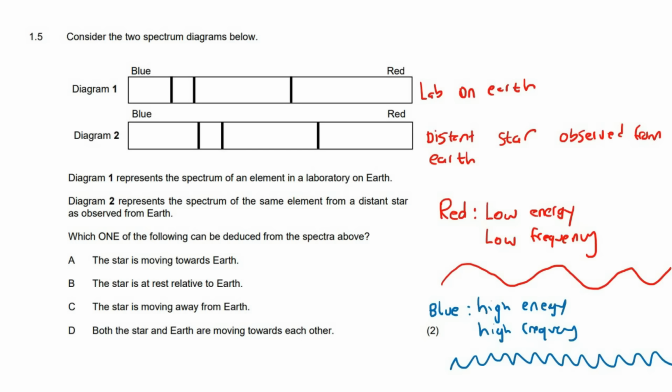So from the star, we can see that it's shifting more towards the red, which means that the star is definitely moving away. Because remember, when things move away from each other, the frequency becomes less. So what we'll say here is that the star is moving away from Earth. So the answer for this question would be C.